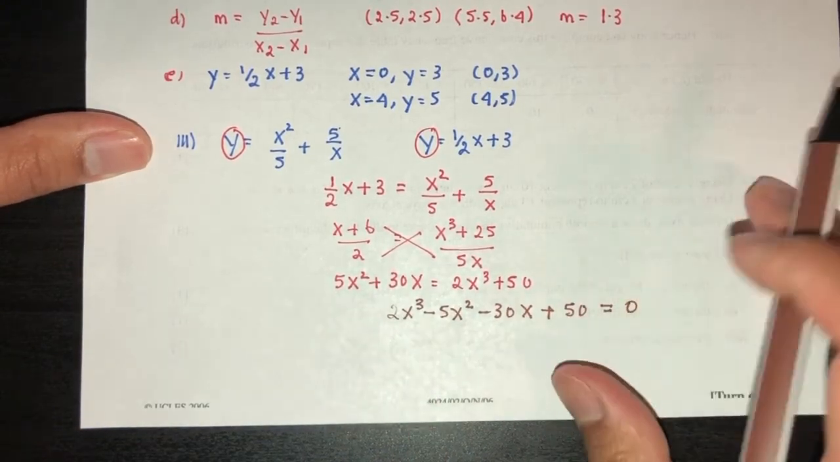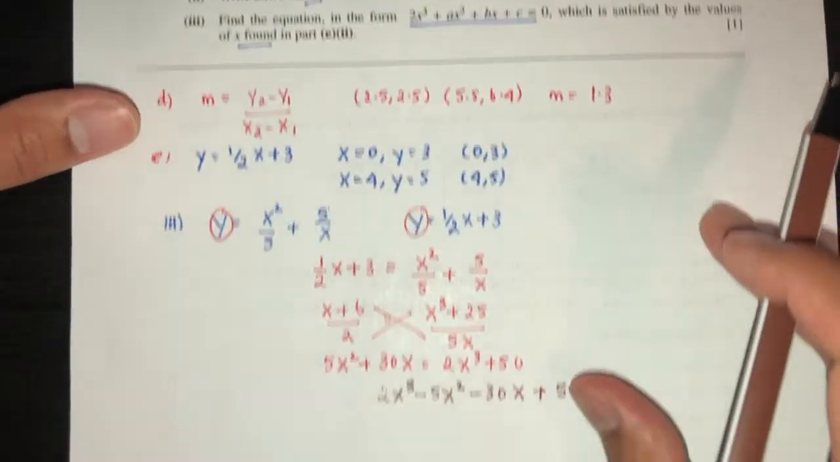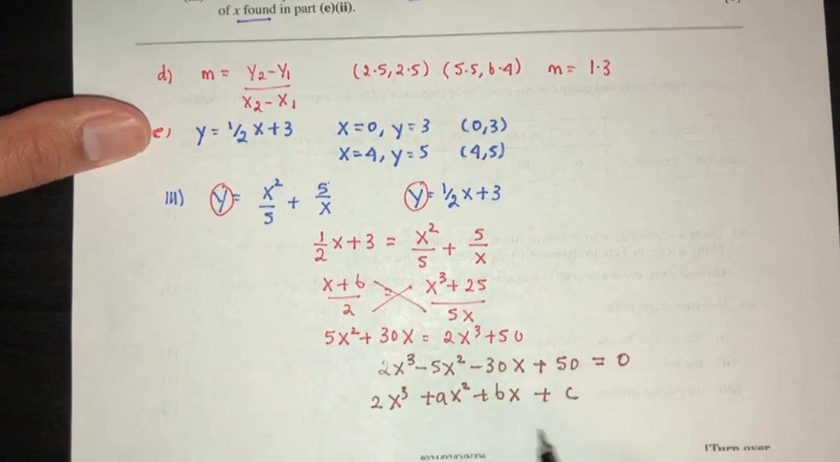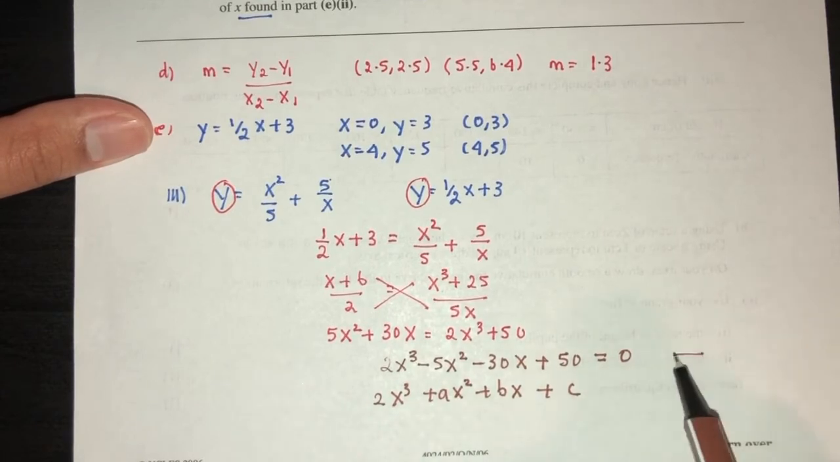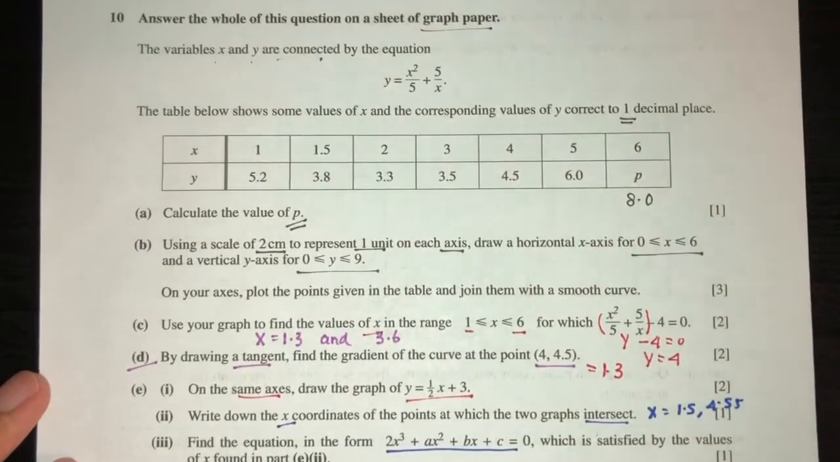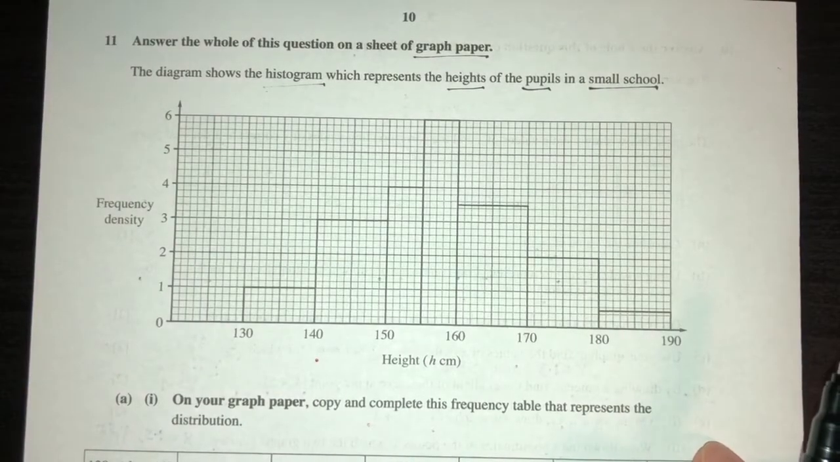So this is the same form as 2x cubed plus ax squared plus bx plus c. This is the same form as we required, so this will be your answer for part 3. And that is your question number 10. Okay, so let's move on to question 11.